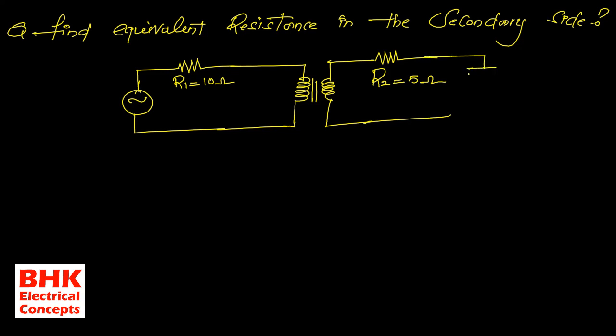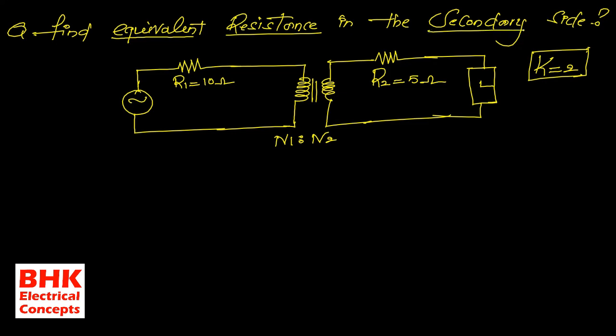Now this is the load we are connecting, and here N1 and N2 are there, and we know that the transformation ratio K we considered as, for example, 2. Here the question is to find the equivalent resistance in the secondary side. It means we need to find the value of the equivalent resistance in the secondary side.